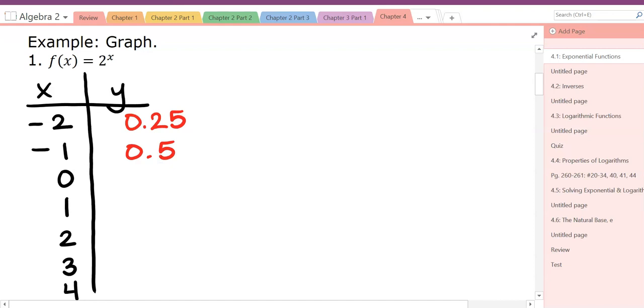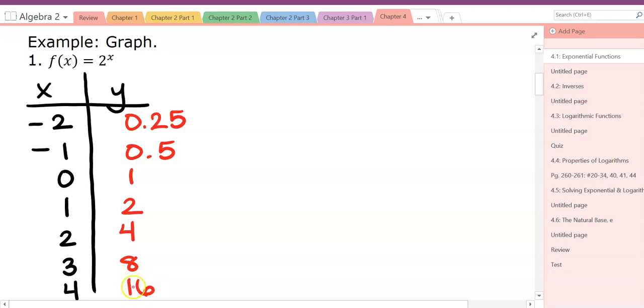What do you get when you take 2 to the 0 power? Not 0, 1. Anything to the 0 power is always 1. Okay, now 2 to the first power would be a 2. What's 2 squared? 4. 2 to the third. And the last one, 2 to the fourth. 16. Okay, so those are all of our points.